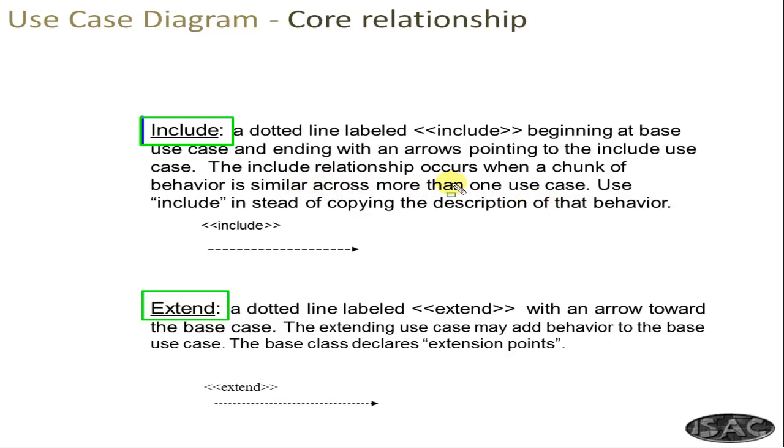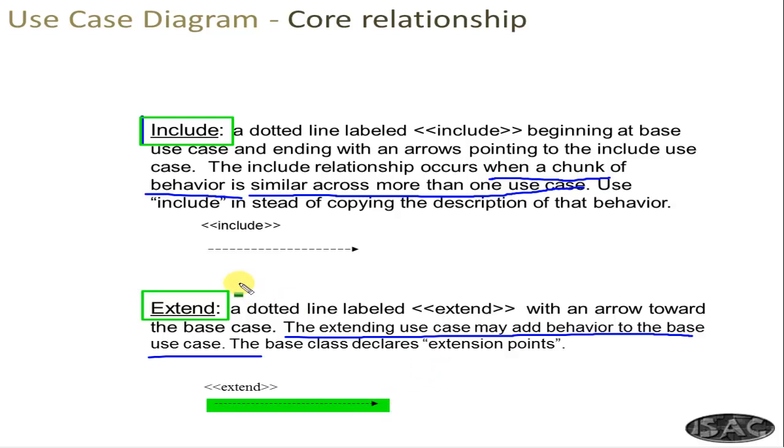The include relationship occurs when a chunk of behavior is similar across more than one use case. Then we use the include relationship. What is the extend relationship? A dotted line labeled extend with an arrow towards the base case. The extending use case may add behavior to the base use case, and it is done like this. Okay, so these are the two other core relationships which are used while developing a use case diagram.